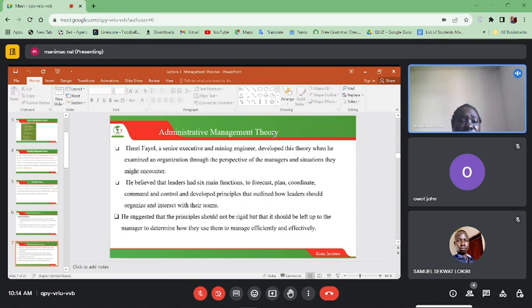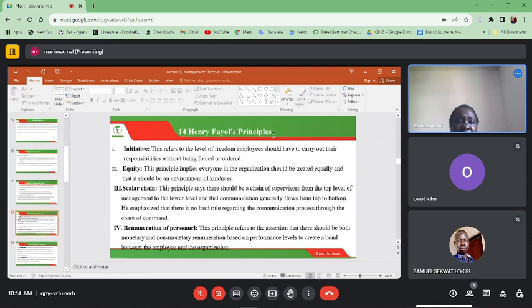Further still, he suggested that these principles should not be rigid, but should be left up to the manager to determine how to use them to manage efficiently and effectively. He discovered that if one wants everything to be very good in a working environment, he recommended the following 14 principles.